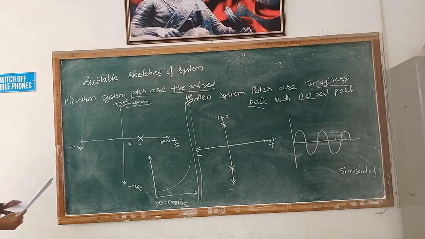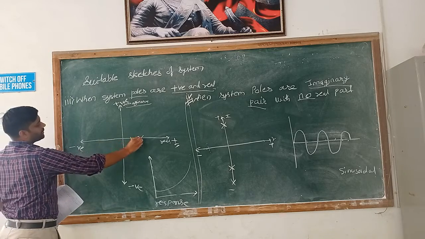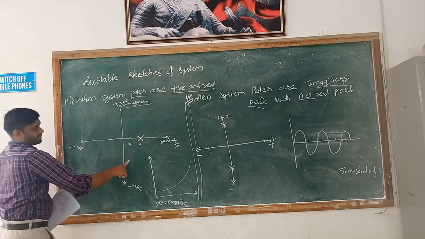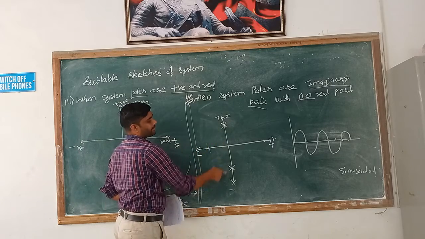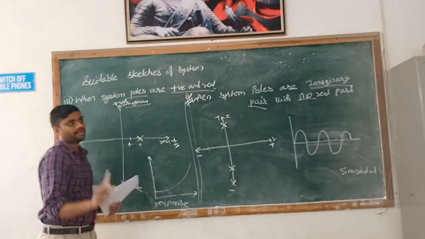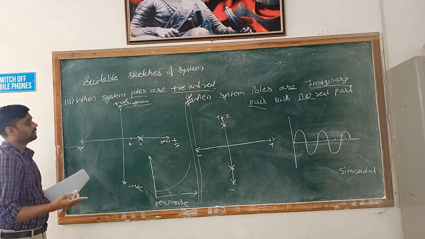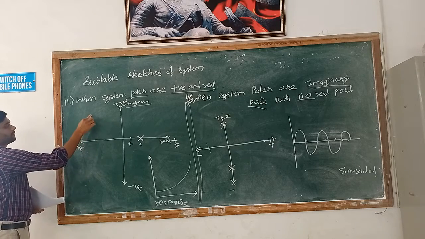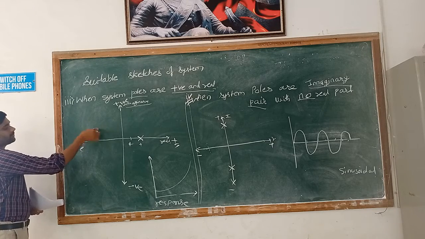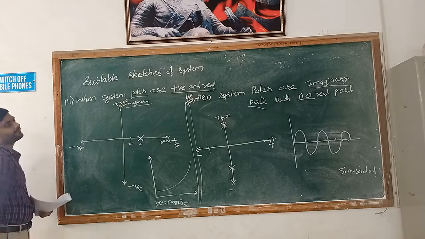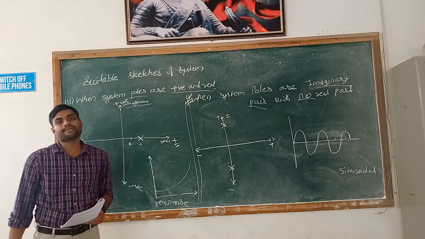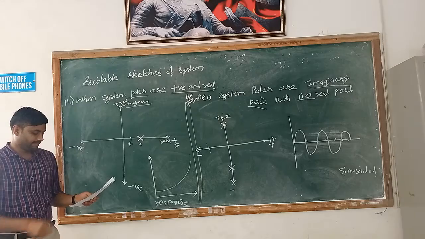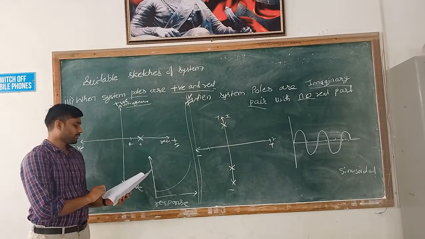Okay, on the basis of this, we can say that in this position it is an unstable system. Here the system is a marginally stable system, and if the poles come on this side, the left side of this graph, then we can say that the system is a stable system. So here we are going to take a simple numerical.